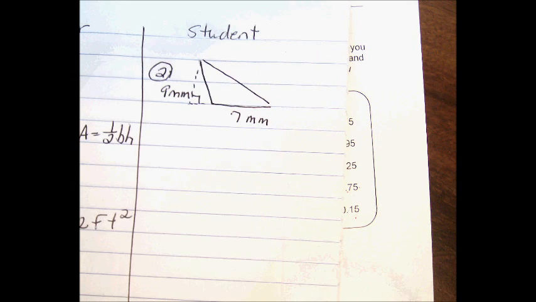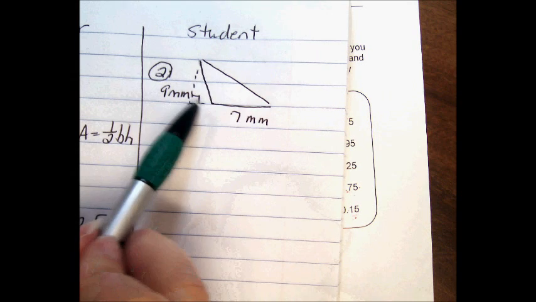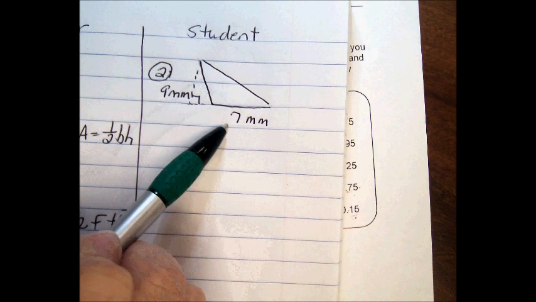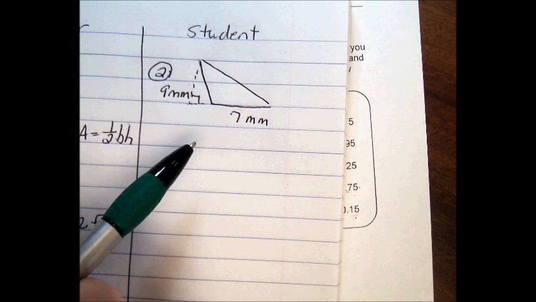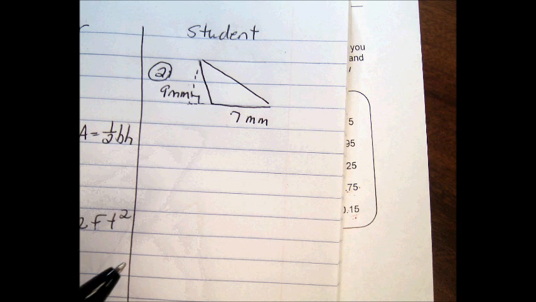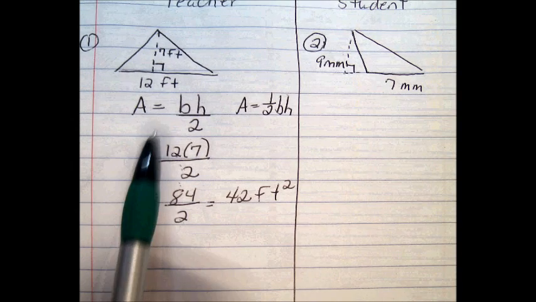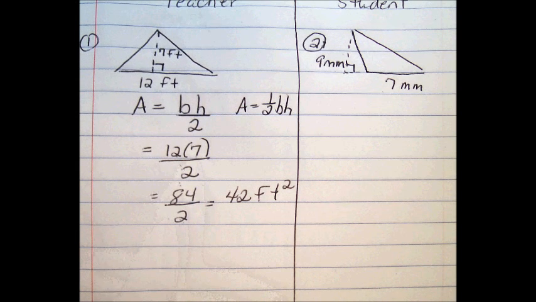Okay, so your homework is to find the area of this triangle. That's it. Okay? So come in tomorrow having written the formula, filled it in, and calculated it. It must look like my work. Okay? I will see you tomorrow.